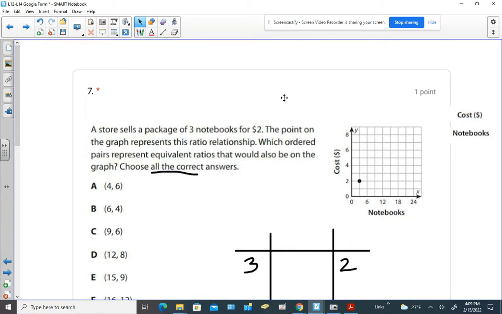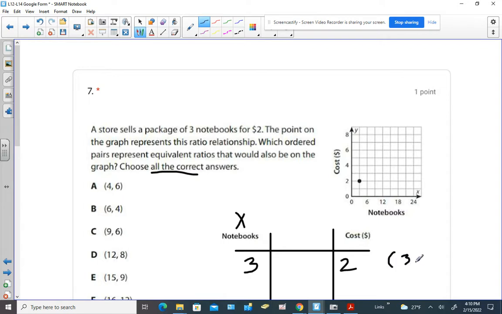All right, so the first thing we need to pay attention to, what's the unit that they give you on the x-axis? And it's notebooks. So that means we're going to put that over here. The first number that's listed in an ordered pair is always the x. So I'll put an x here to remind us of that. The up and down axis is the y-axis. In that case, they're giving us cost. So it's a 3:2 ratio, or an ordered pair of 3, 2.